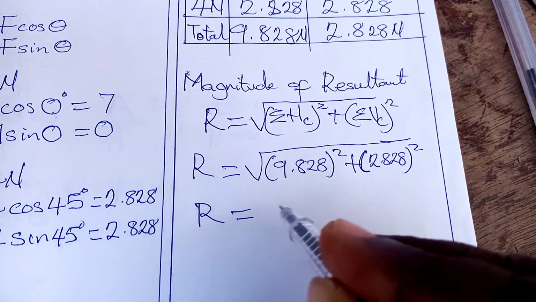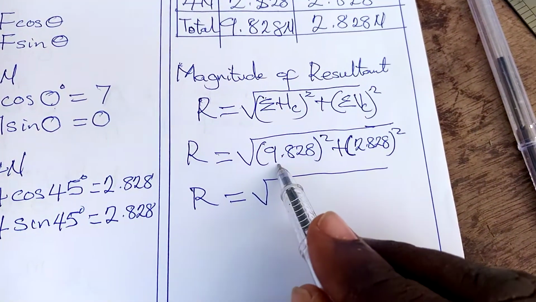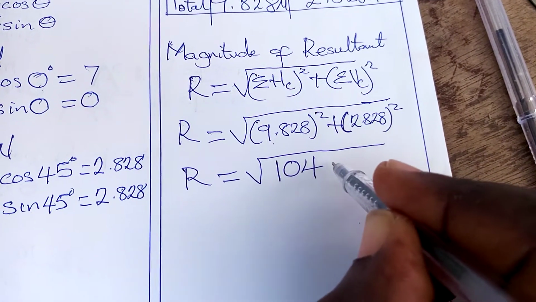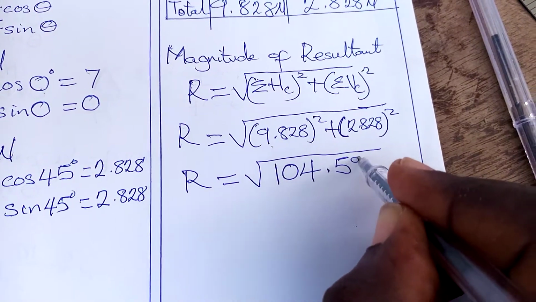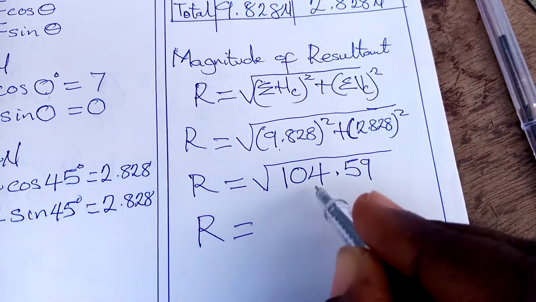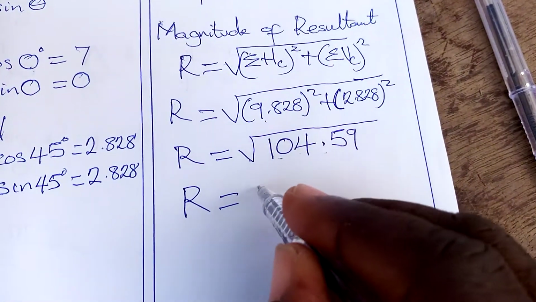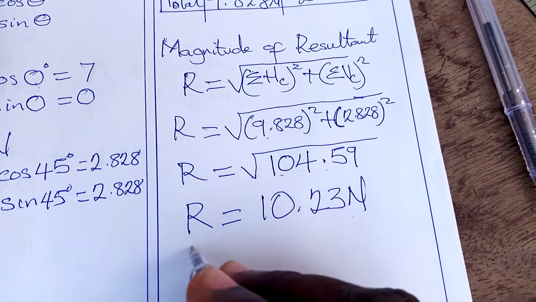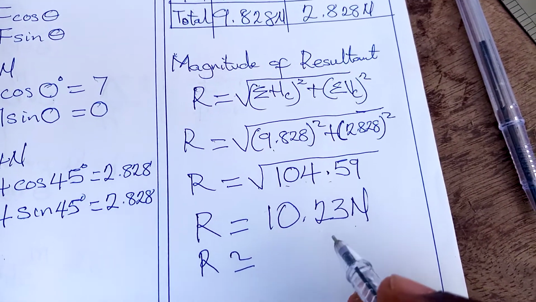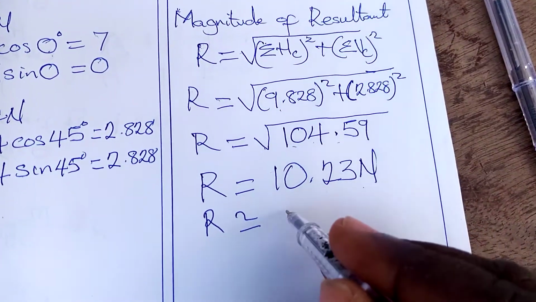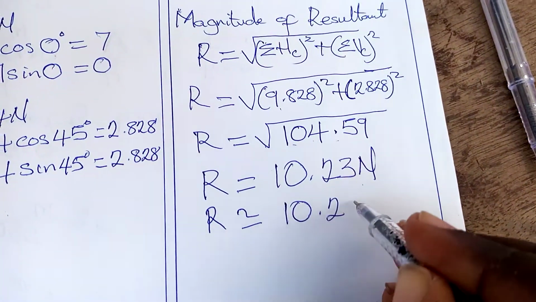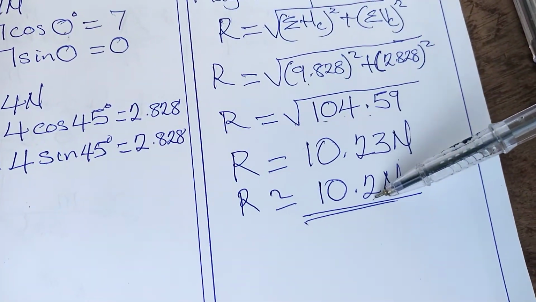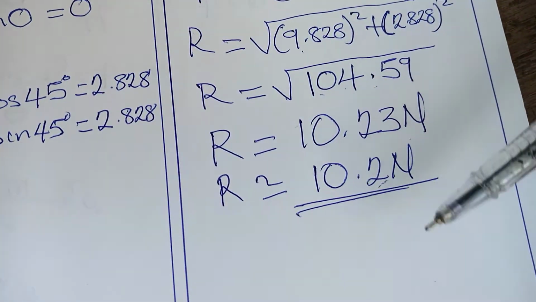So here we have R equal to the square root. If we add this and this together, we are going to get 104.59. Finding the square root of 104.59 is going to give us 10.23 newtons. We can approximate that into one decimal place, and that is 10.2 newtons. So this is the magnitude of the resultant of the two forces.